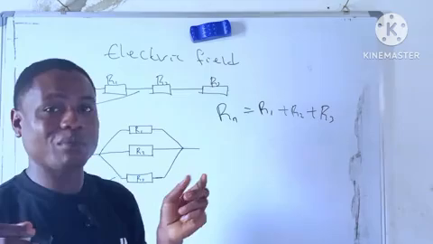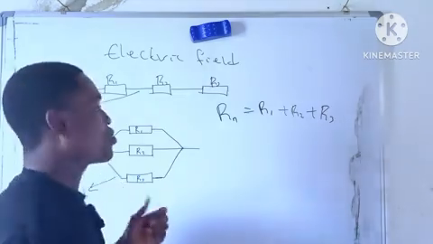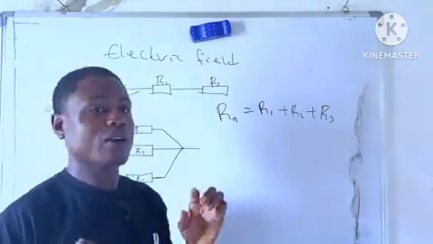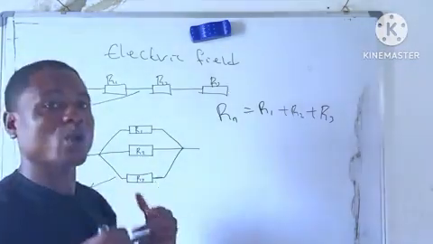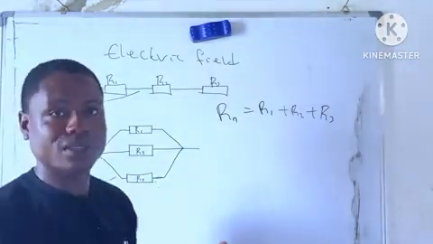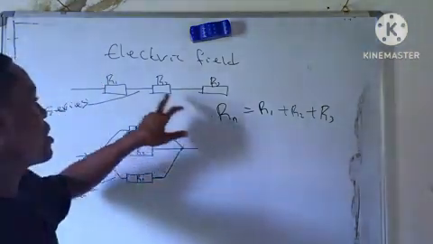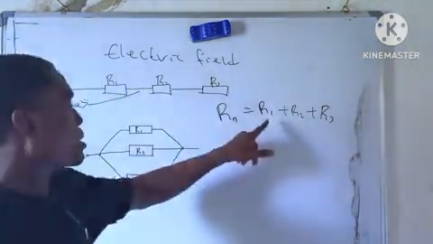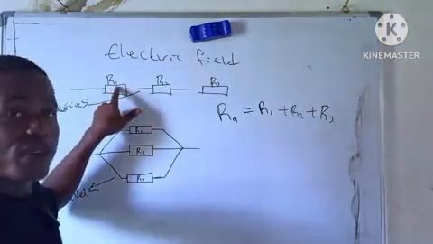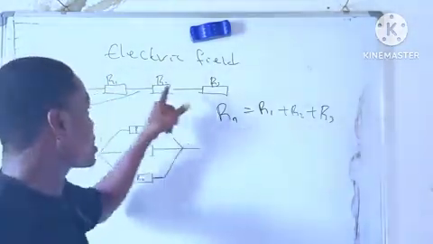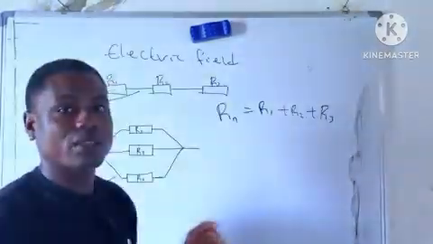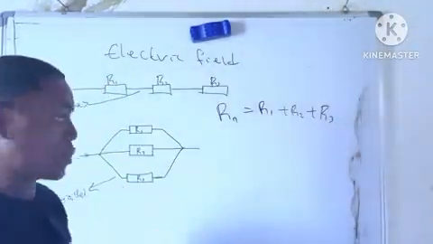So don't be confused with the grammar. In some questions, they might ask you to calculate what is the total resistance or what is the equivalent resistance. So the total resistance here is the first resistor plus the second one plus the third one.